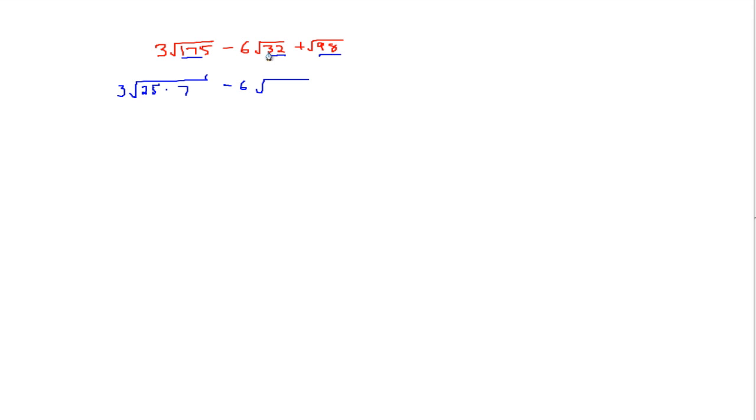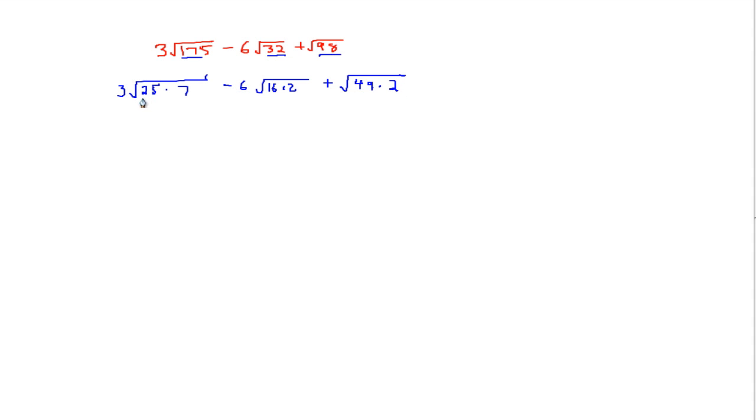And then I'm going to divide 32 by 2 because anytime I have an even number, I always like to divide by 2 as my first step. So 32 divided by 2 is going to be 16. So 16 times 2 gives you 32. Plus, and again, 98 divided by 2 gives me 49. So 49 times 2.